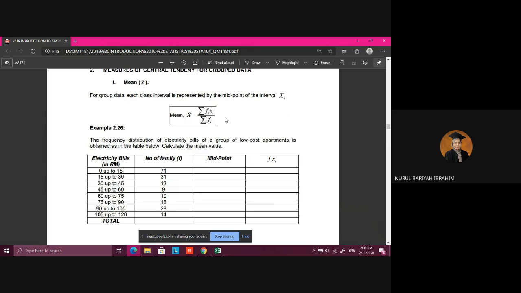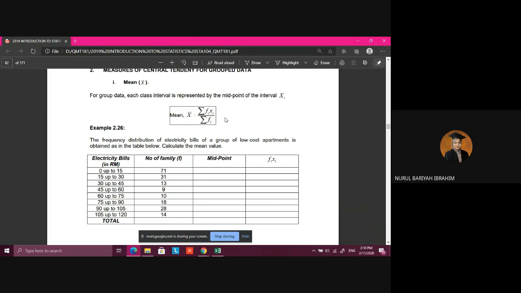And also, other than the formula, we can use the diagram, the ogive, dan juga histogram to find the value of median dan juga mode.